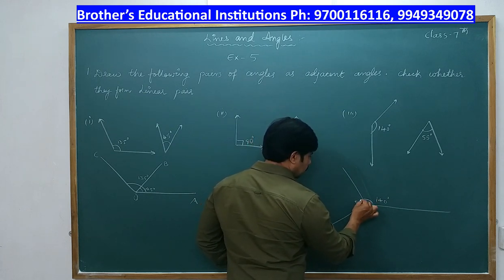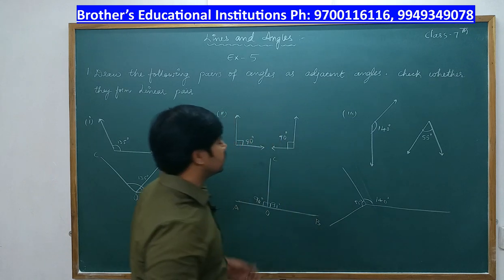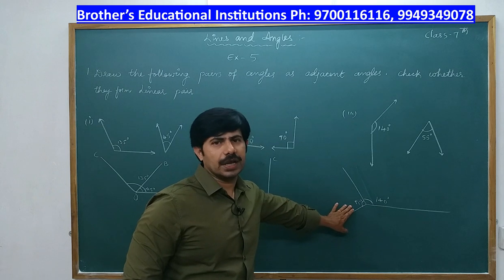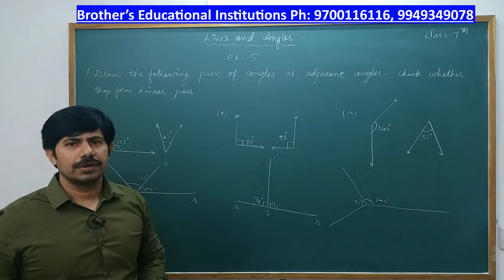So this is not linear, this is not an adjacent angle, but these two are adjacent angles. The third one is not an adjacent angle. Okay, this is completed.